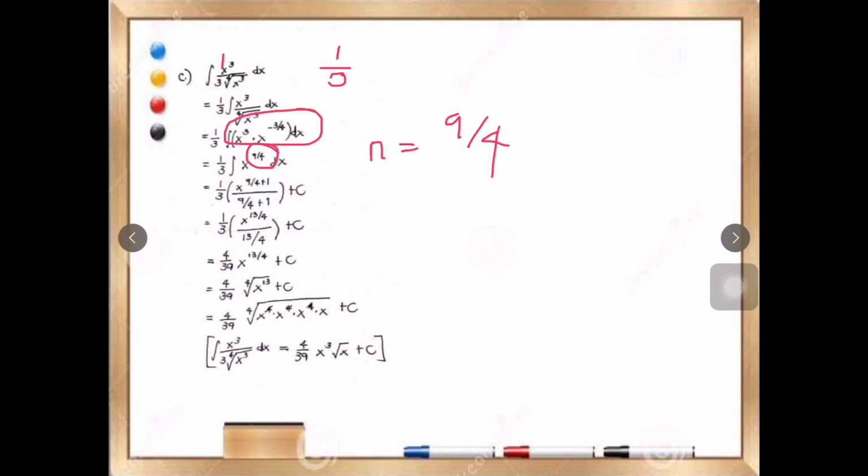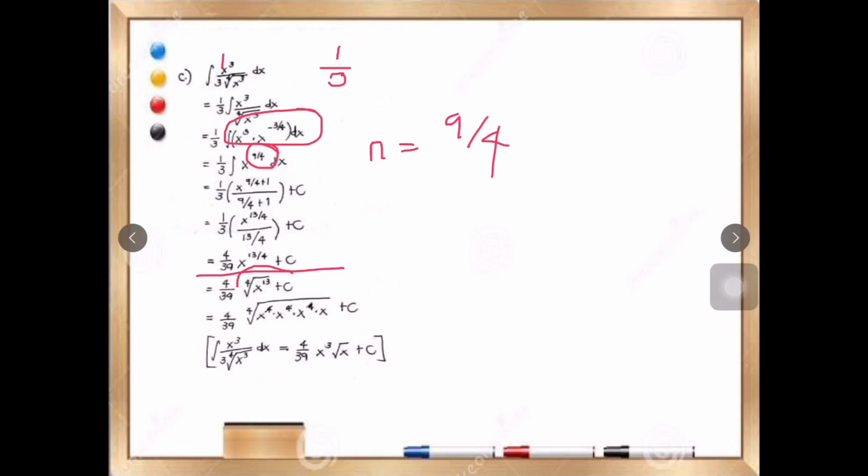By continuing integrating our given, 1/3 multiply x 9/4 plus 1, 9/4 plus 1 plus arbitrary constant c, we will get 9/4 plus 1 is equals to 13 over 4. Then, 1/3 divided by 13 over 4 is equals to 4 over 39x raised to 13 over 4 plus arbitrary constant c.